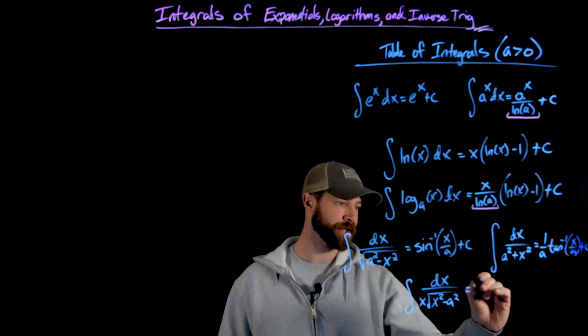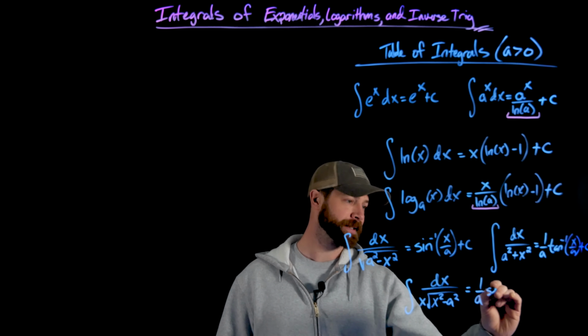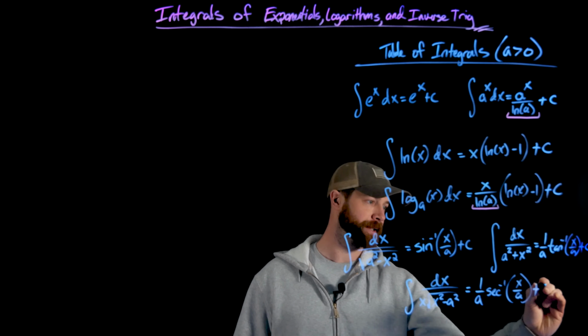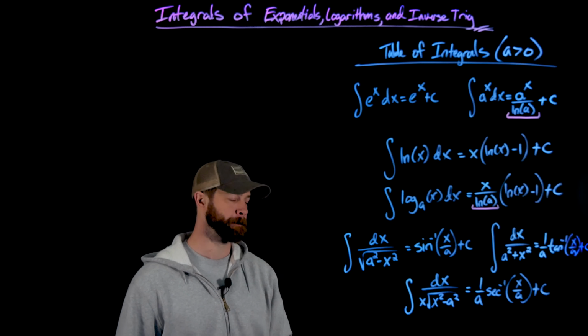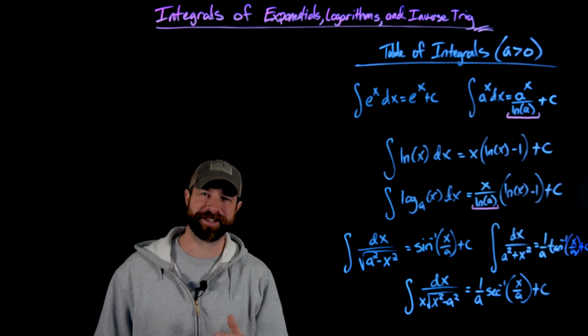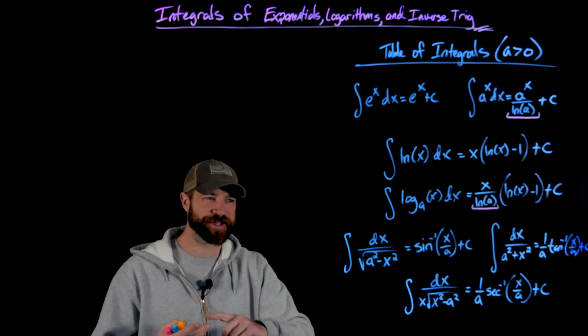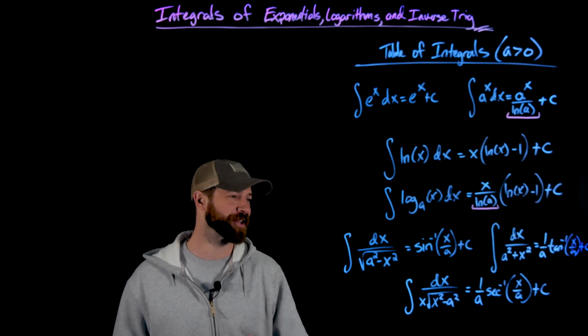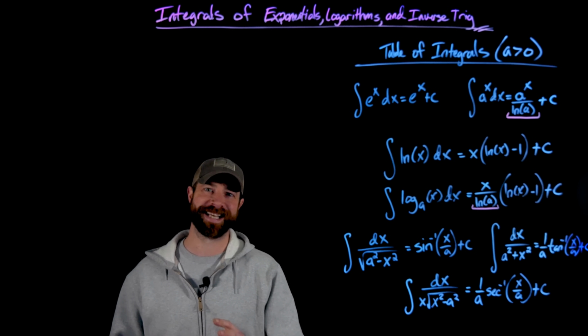And this results in 1 over a secant inverse of x over a plus c. One thing you might be thinking at this point, well, why did we choose sine inverse, tangent inverse, and secant inverse? Where's cosine? Where's cotangent and all these other ones? And the important thing to say is simply this.